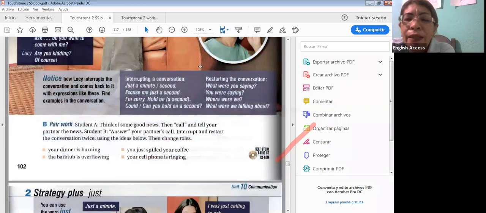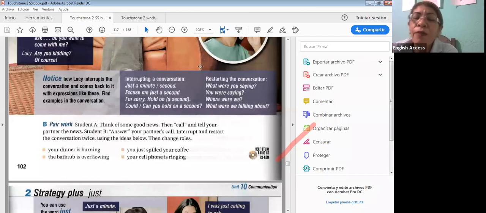We have a part that says notice. Notice how Lucy interrupts the conversation and comes back to it with expressions like this. Find examples in the conversation. So we have two columns. Number one says interrupting a conversation. Second part says restarting the conversation.